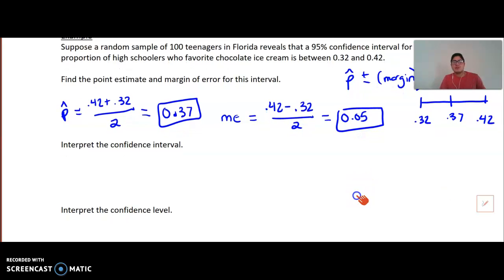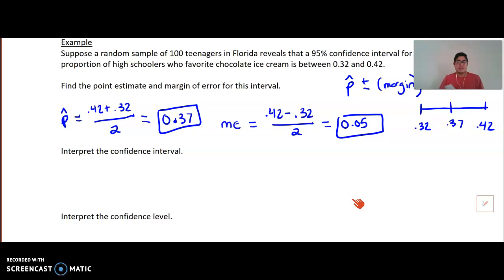So now let's interpret the confidence interval, and I actually am going to use my handy dandy interpretations here. So I would say something along the lines of, we are 95% confident that the interval from 0.32 to 0.42 captures the true population parameter, the true population proportion of high schoolers who favorite chocolate ice cream in Florida. Because our sample is pulled from Florida, so I can't overgeneralize to all 50 states. I can't generalize to the whole world. I can only generalize to high schoolers in Florida.